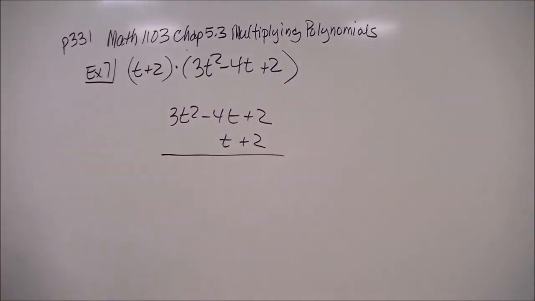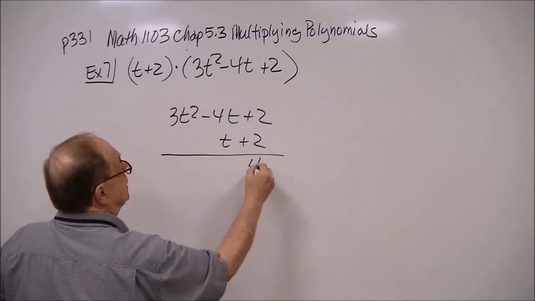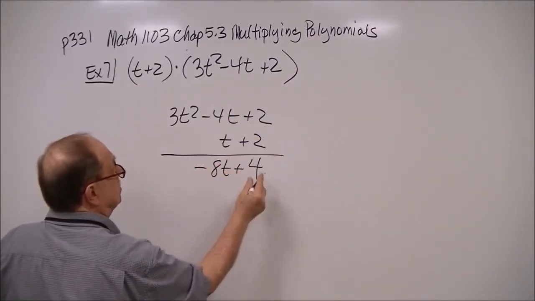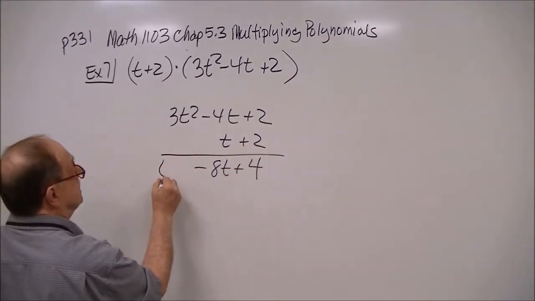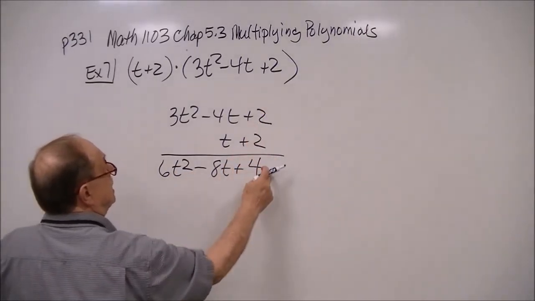And the reason for this is that you get like-termed columns that make it much easier to get the correct answer, I think. So 2 times 2 is 4. This is going to be a negative 8t. We have to put the plus there to separate it. And this is going to be a 6t squared. So double checking.